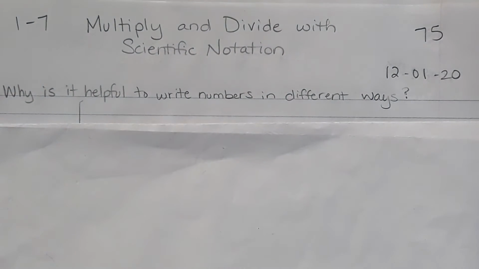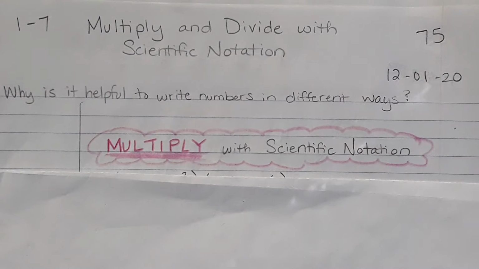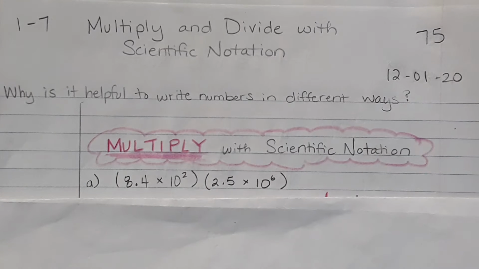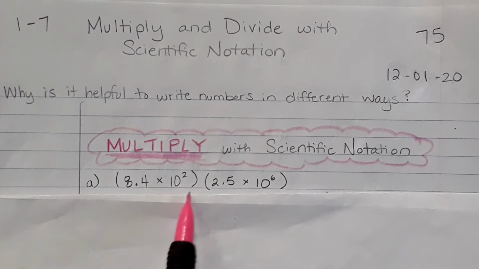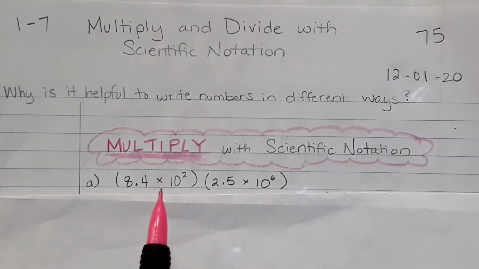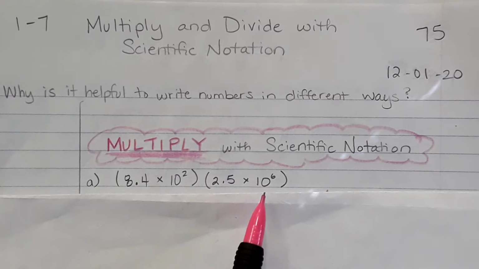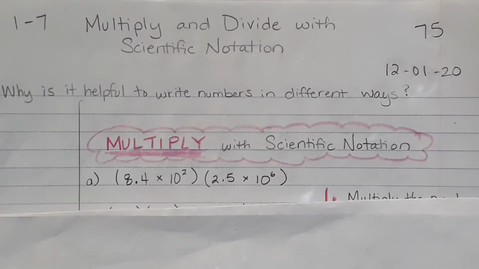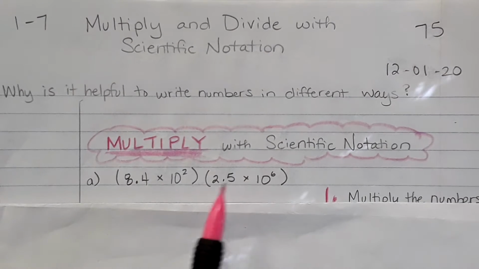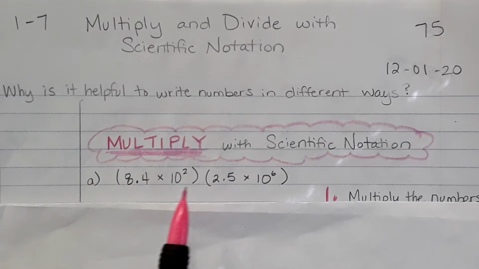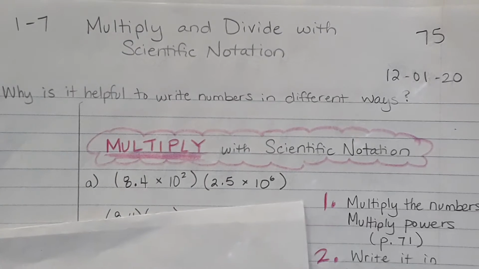So on page 75, let's begin with how to multiply with scientific notation. If we're multiplying, I'm going to use these parentheses because remember, we don't use an X for times, but it is part of our scientific notation and how we write that. So we have 8.4 times 10 to the second times 2.5 times 10 to the 6. What you're going to do is multiply these numbers and then multiply the powers.